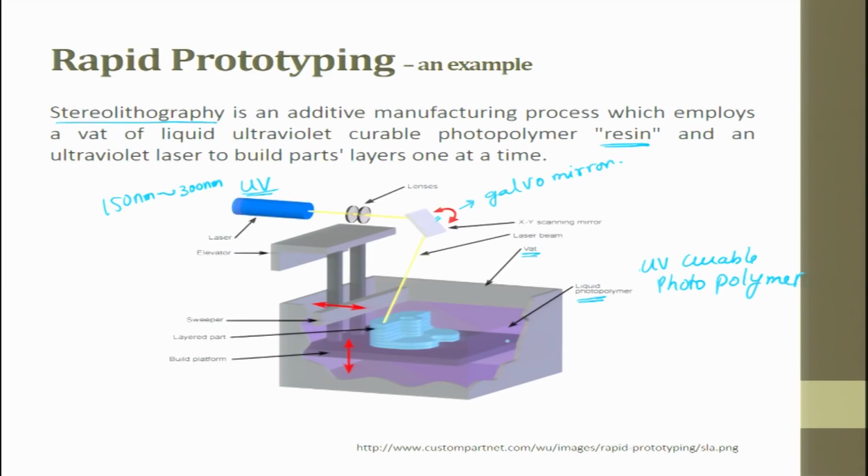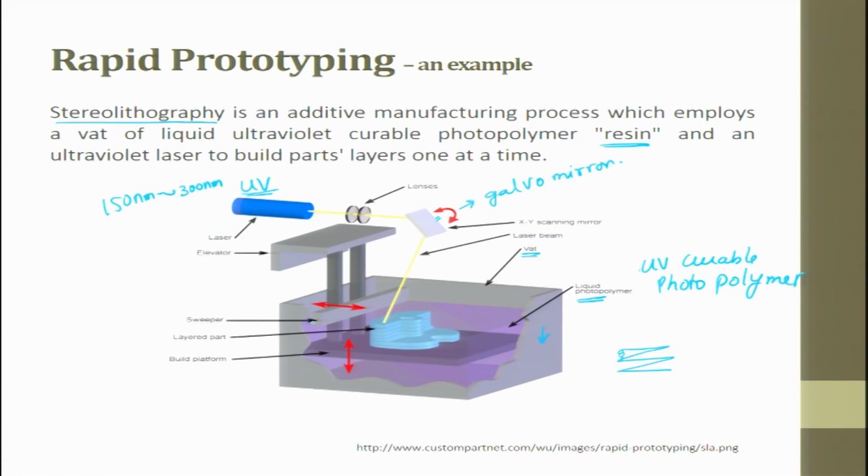And once one layer is done, this table can go down, or the laser can go up. Generally, the vat moves down. Once one layer of information is there, everything is transferred from the laser through the lens to the galvo mirror, and from the galvo mirror it hits a surface and is cured. So, here first it is done spot, then it is done a raster, then it is done a layer.